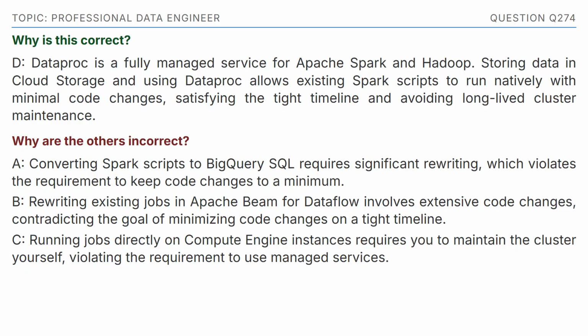Why are the others incorrect? A. Converting Spark scripts to BigQuery SQL requires significant rewriting, which violates the requirement to keep code changes to a minimum. B. Rewriting existing jobs in Apache Beam for Dataflow involves extensive code changes, contradicting the goal of minimizing code changes on a tight timeline. C. Running jobs directly on Compute Engine instances requires you to maintain the cluster yourself, violating the requirement to use managed services.